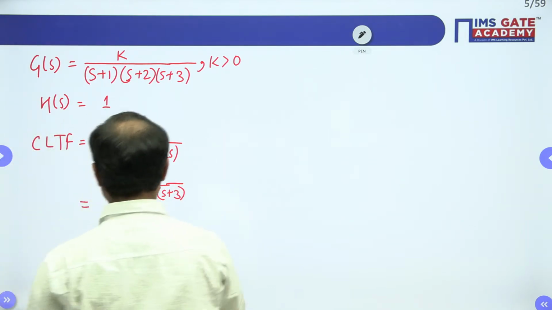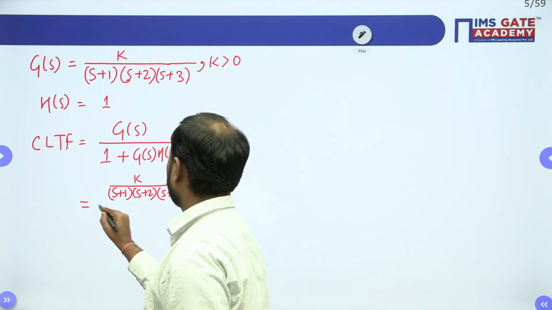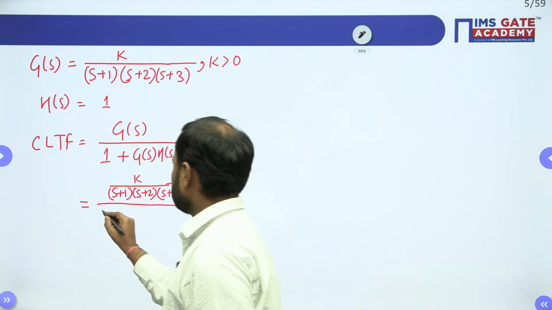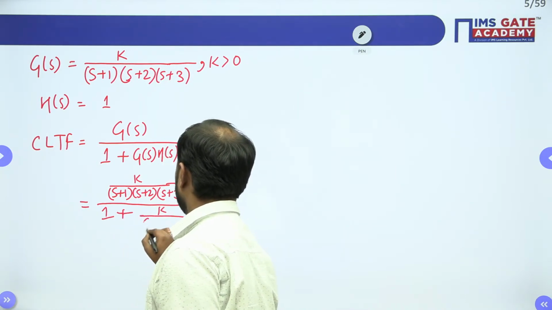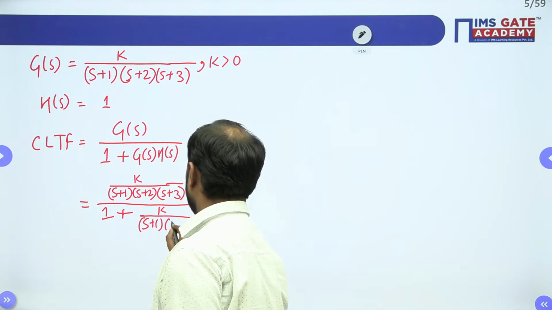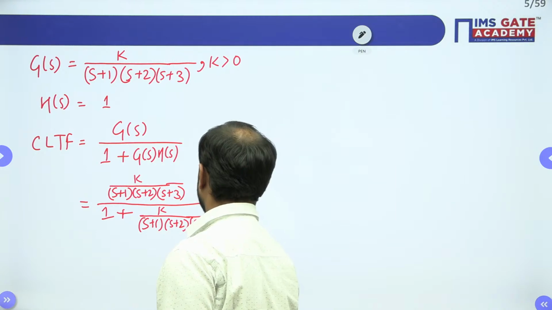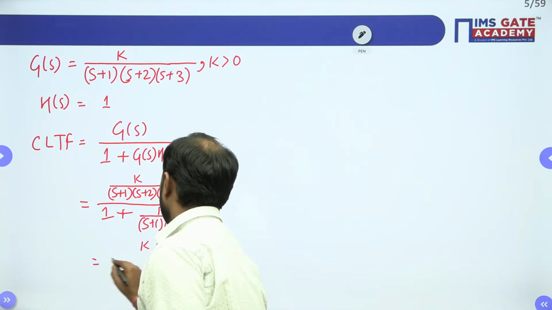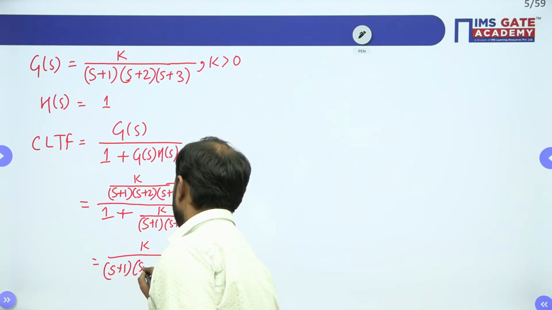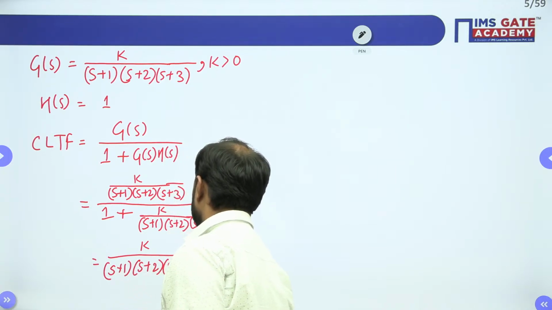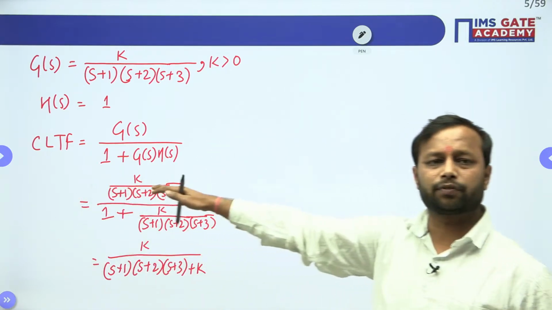Okay, guys. So see here, this is k upon (s plus 1)(s plus 2)(s plus 3). All right. So this is G(s) whole divided by 1 plus k upon (s plus 1)(s plus 2)(s plus 3). Now when you solve this, you will get k upon (s plus 1)(s plus 2)(s plus 3) plus k. So this is the closed loop transfer function. Done.